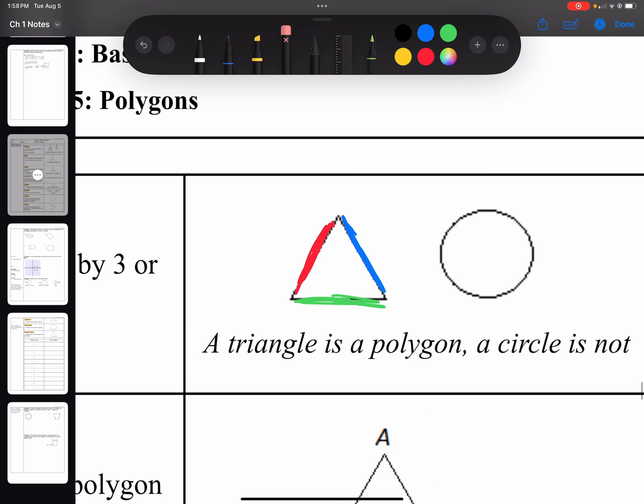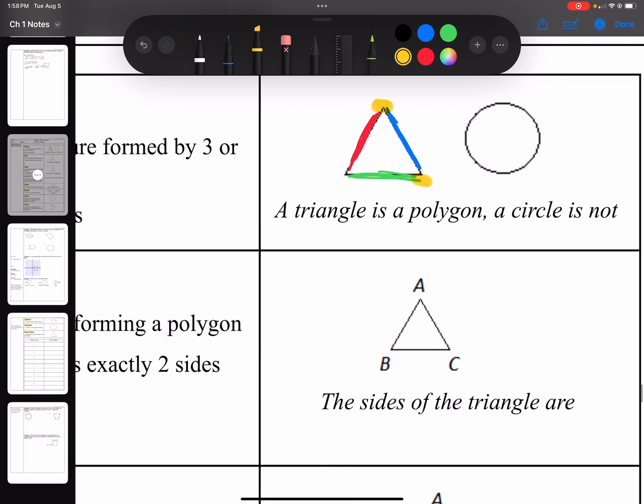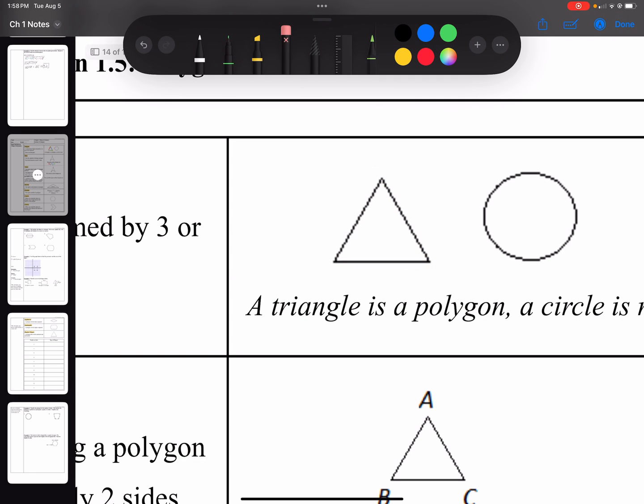Okay. The red side is intersecting the blue and the green. It's only intersecting 2. The blue side is intersecting the red and the green. It's only intersecting 2. Okay? So, the sides of this triangle are AB, AC, and BC. Now again, the reason why I pointed that out is because what if I added another line somewhere?